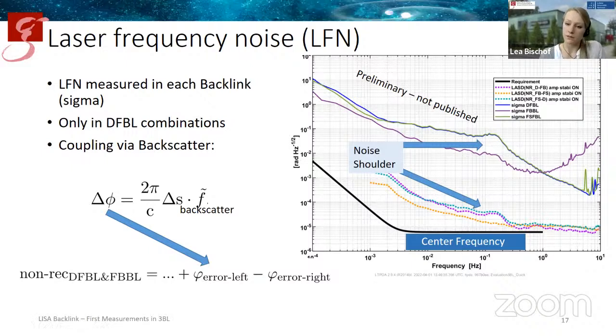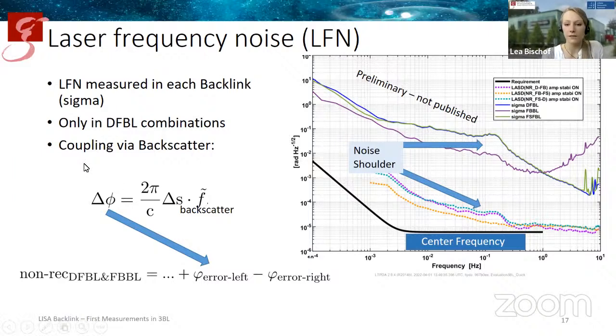Very interestingly, we only see it really in the combination that use the direct fiber backlink. So we think that because this is a backlink implementation with a lot of backscatter, the coupling works via backscatter. Laser frequency noise couples into a phase measurement with a path length difference between the backscattered beam and the nominal beam it's interfering with.